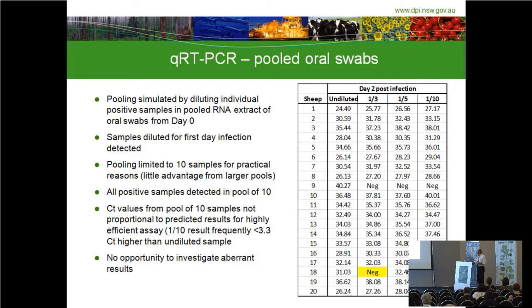The take-home message was that it was very easy to detect infection on day 2 in samples in a pool of 10. And when you look at the CT values, some of these would easily dilute out to 1 in 1,000. There's no question about that. Real-time PCR is very predictable, and we can go through it quite easily and estimate the likely outcome.